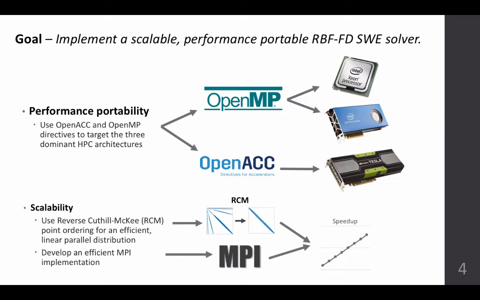So our goal was to implement a scalable, performance-portable RBFFD shallow water equation solver. We wanted to target the three dominating architectures in current HPC systems, that being Intel multi-core, Intel many-core, and NVIDIA GPUs. By using OpenACC and OpenMP directives, we were able to express thread-level parallelism in a single source code that was portable and performed optimally on all three architectures.